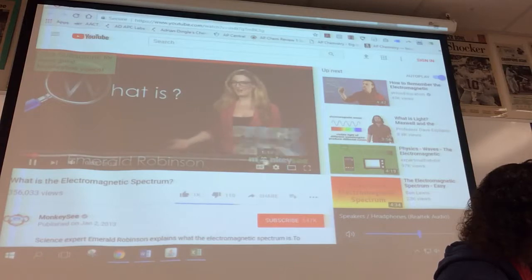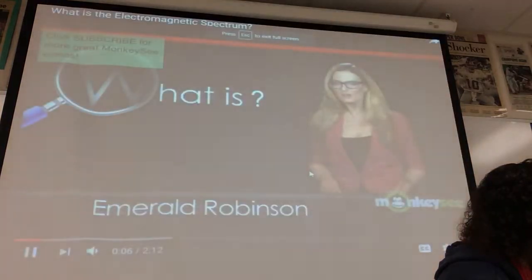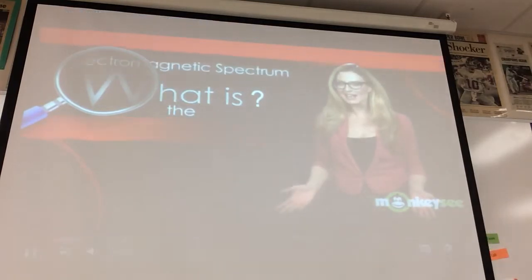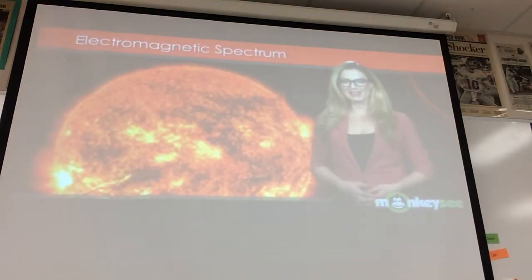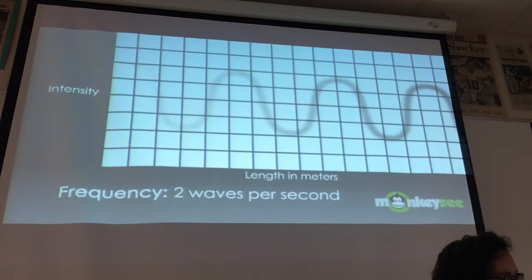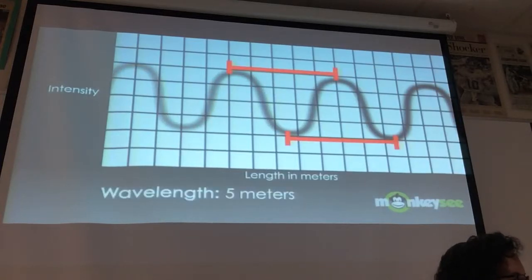In this What Is video, we're going to take a closer look at the electromagnetic spectrum. What we see as light is only a small part of the electromagnetic spectrum. The electromagnetic spectrum refers to the many types of radiation released from stars, including our own sun. Electromagnetic radiation travels in waves. Frequency describes how many waves per second a wavelength produces. Wavelength measures the length of an individual wave in meters.